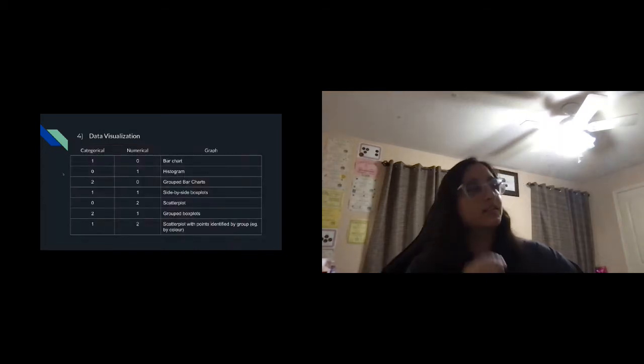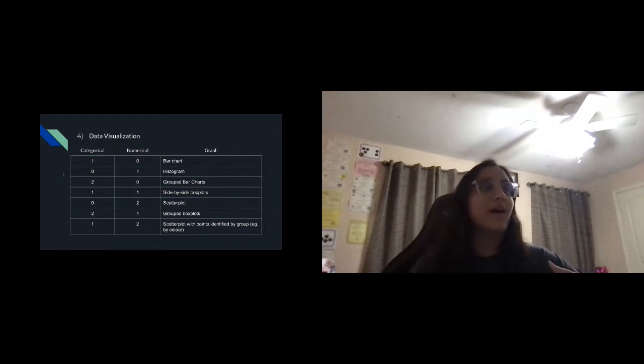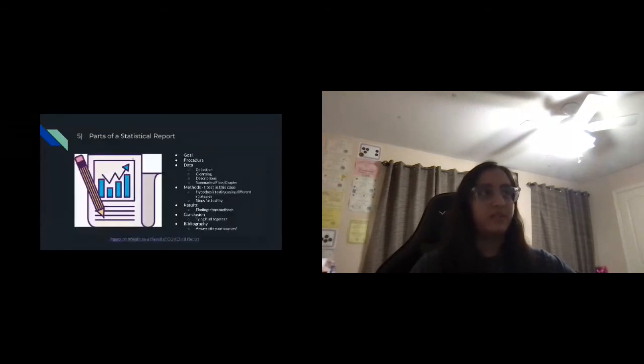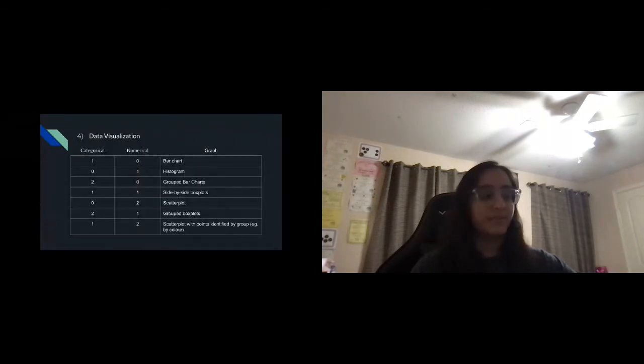So this is a table of how I go about picking what graph to use. It depends on the number of data types you are trying to display in your graph or visualize. If you have just one categorical value that you want to display, for example, the yes or no for did you participate in physical activity before the pandemic, that's just a categorical value of yes or no. That's one categorical and no numerical values. So I would have displayed that in a bar chart.